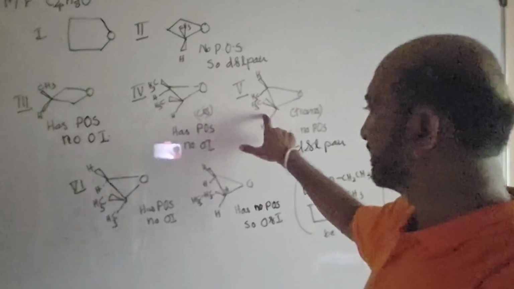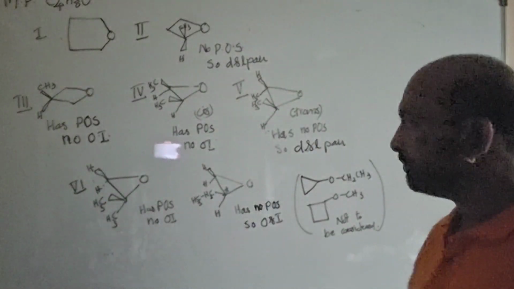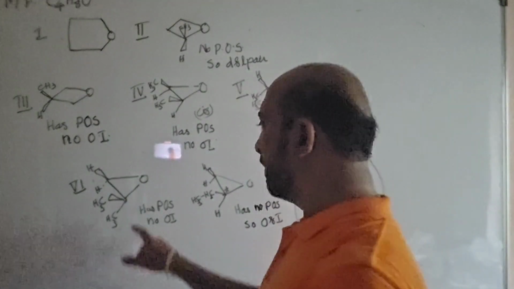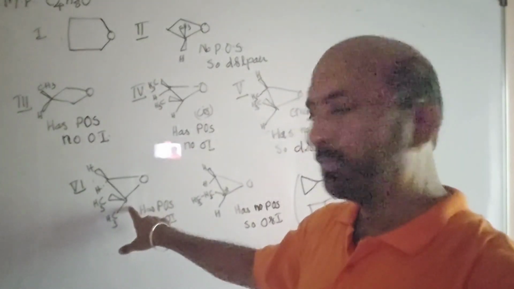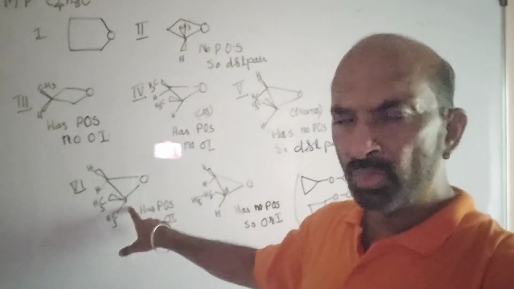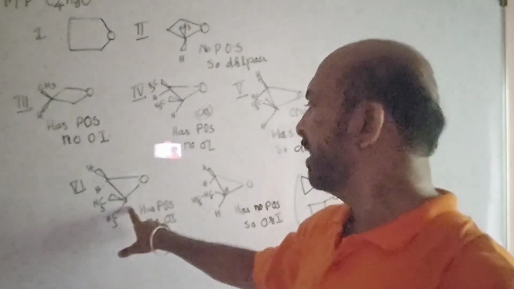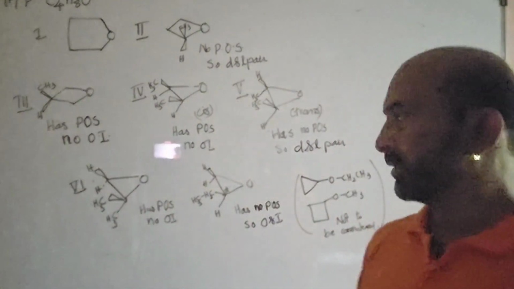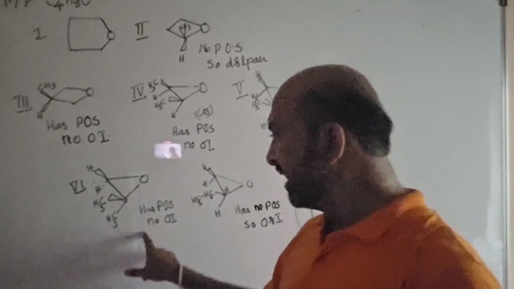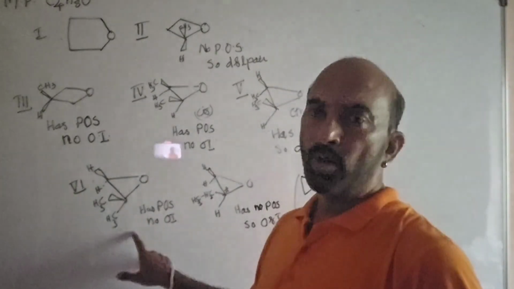5, 6 and 7. The next one: both methyl groups on the same carbon of the oxacyclopropane. It has a plane of symmetry, so no optical isomerism. So it is the 8th one, and it has no optical isomer.